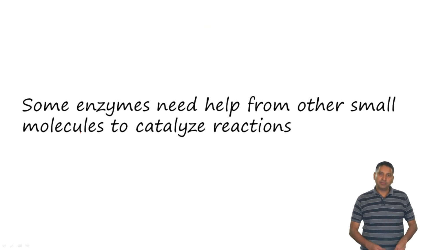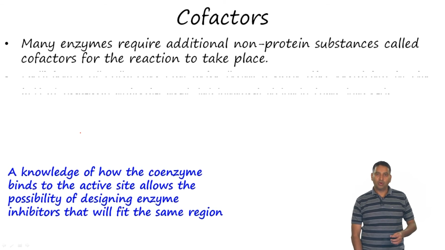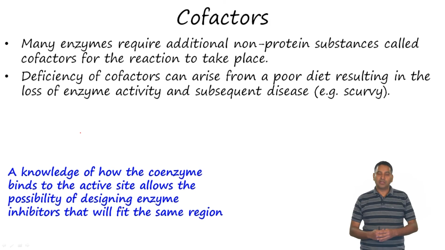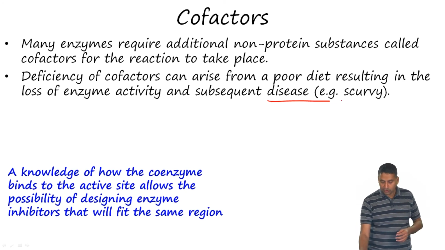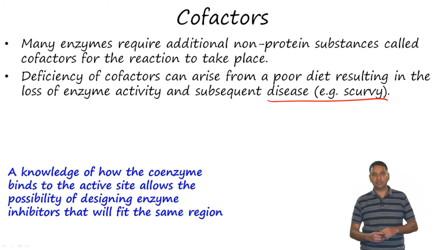Now, some enzymes need the help of small molecules to catalyze reactions. These small molecules are known as cofactors. Cofactors are nothing but small molecules or non-protein substances which are required for reactions to take place. Deficiency of some cofactors, typically because of malnutrition or poor diet, can result in the loss of enzyme activity, and subsequently one could fall sick. The example is scurvy, where vitamin C is required.